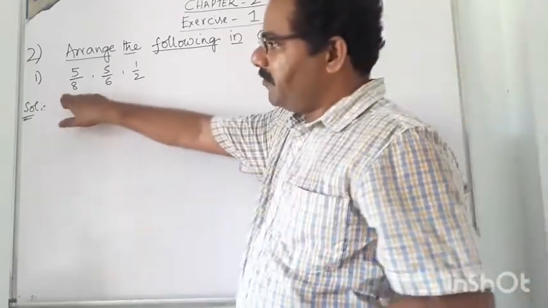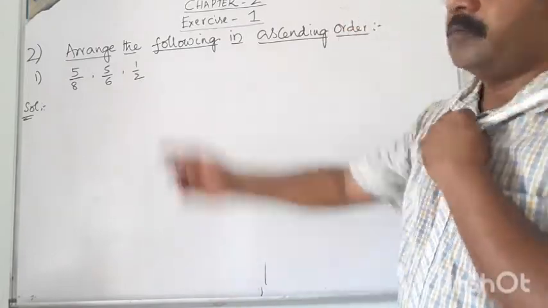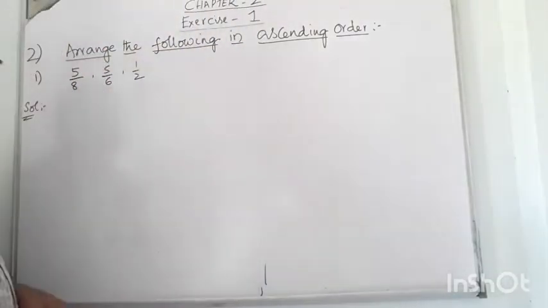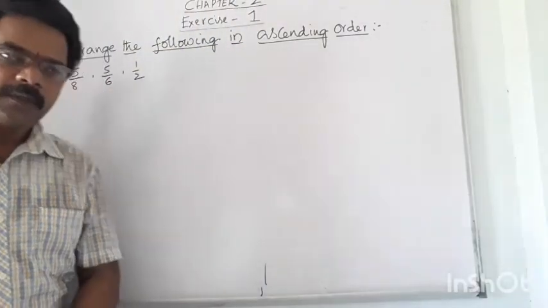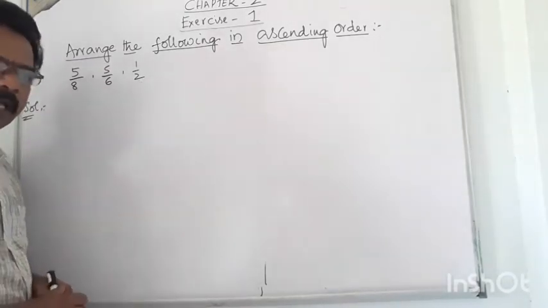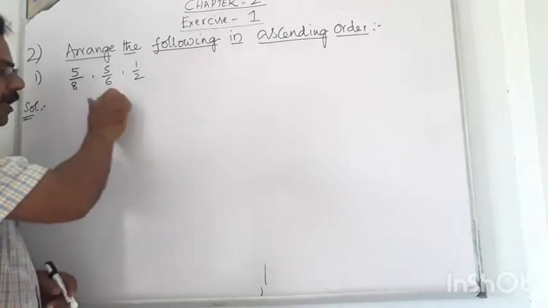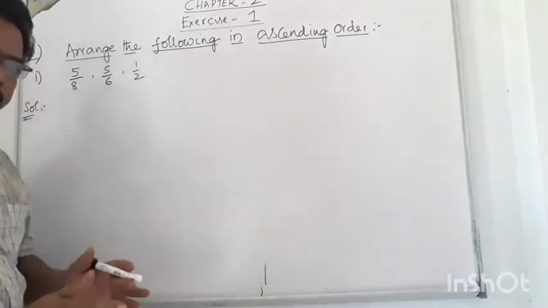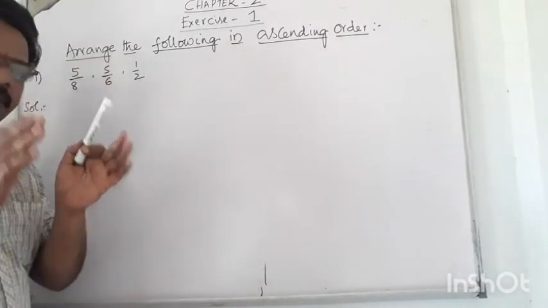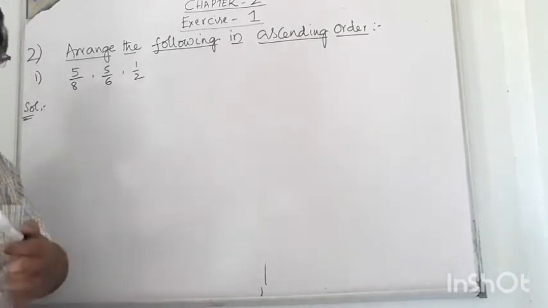So which fraction is bigger and which fraction is smaller, we don't know. That's why here we are going to find and solve. Which one is bigger and which one is smaller, we have to find out. How to find out? According to your previous classes, the denominator should be equalized. These are all unlike fractions. The unlike fractions will be converted into like fractions. Then whichever numerator is bigger, that is the bigger fraction. Whichever numerator is smaller, that is the smaller fraction.